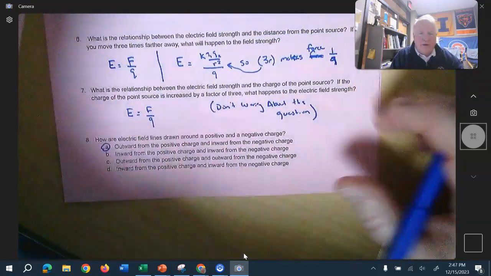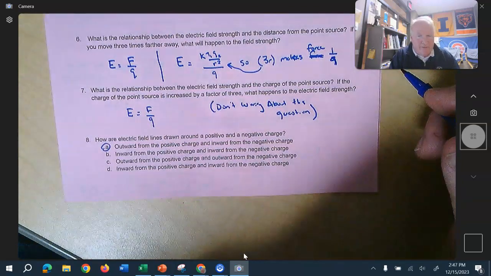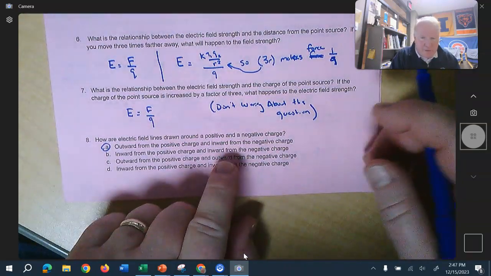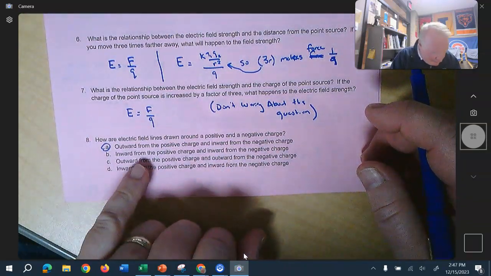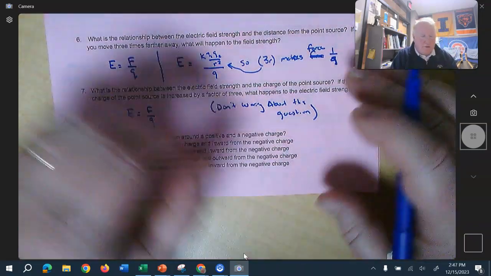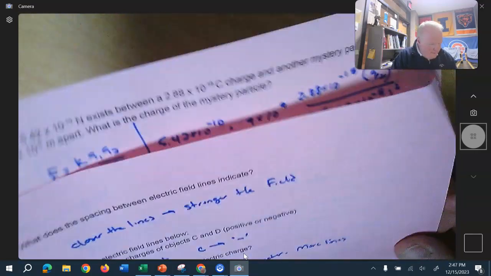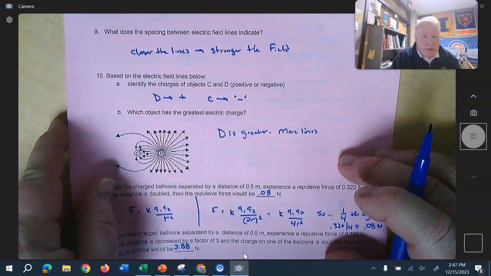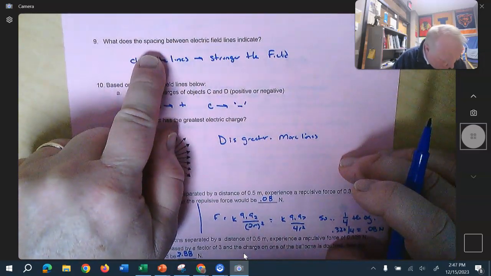So remember, just like our current goes from positive to negative, so does our electric fields. So the outward from the positive charge and inward to the negative charge is the right answer there. Okay. Question 9. All right. What does the spacing mean?